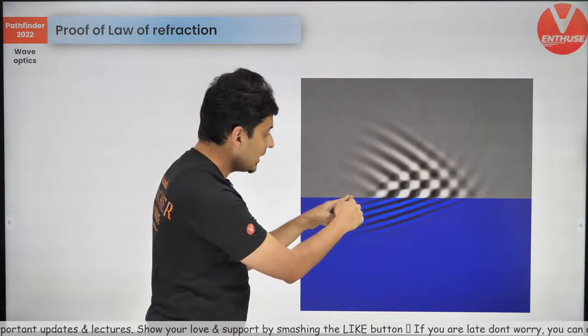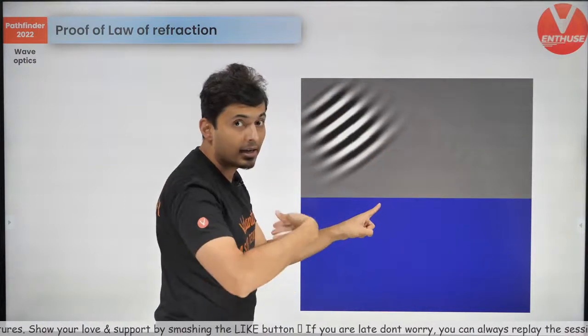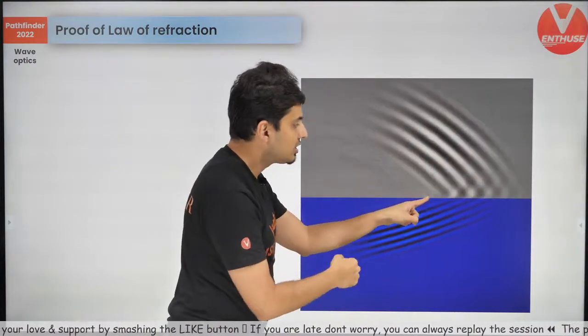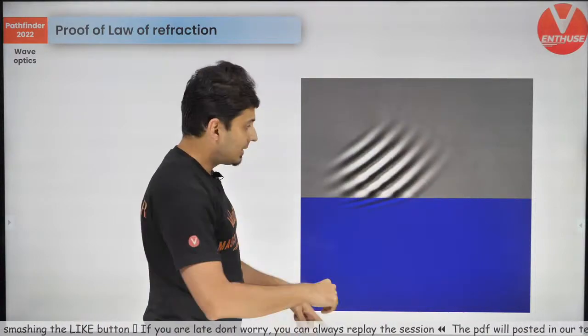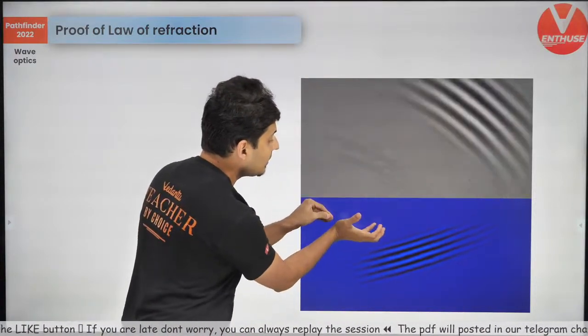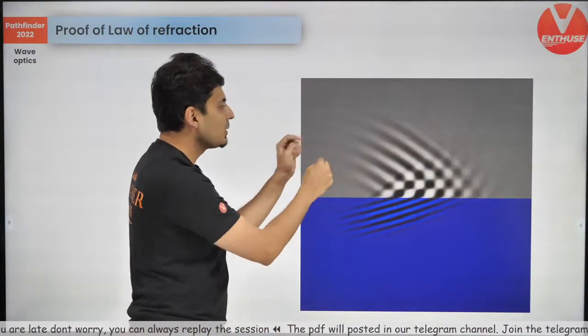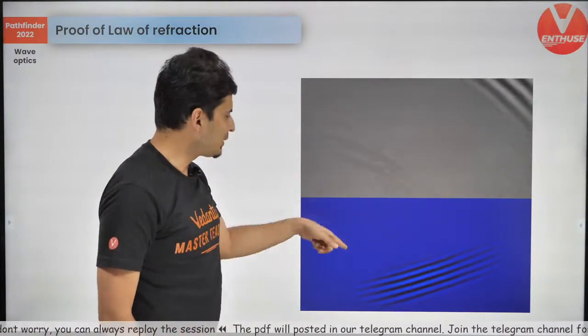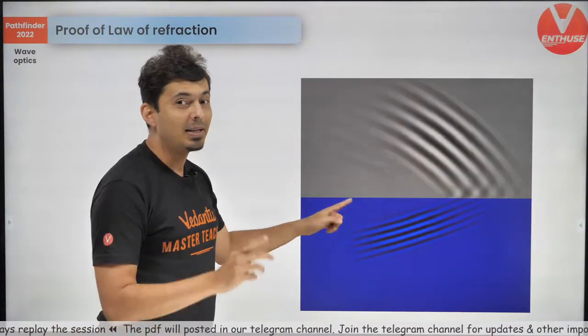So this point will start creating wavefronts early, this point will start creating wavefronts a little bit later, this will start creating even later, and so on and so forth. But understand, the size of the wavefronts will not grow as fast as it was growing over here. Why? Because the speed of light is different. Different medium, so different speed.